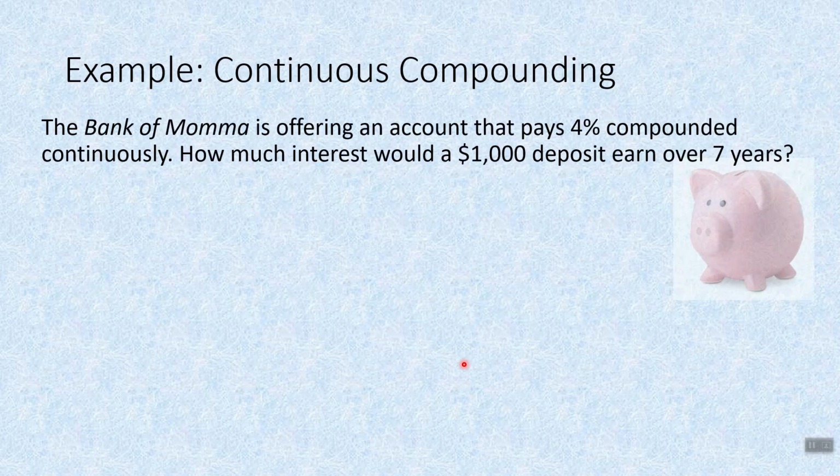Let's take a look. All right, the Bank of Mama, the best bank to go to, is offering an account that pays 4% compounded continuously. How much interest would a $1,000 deposit earn over 7 years?